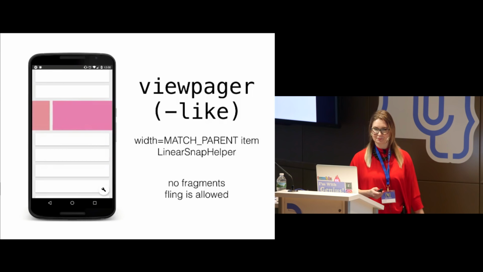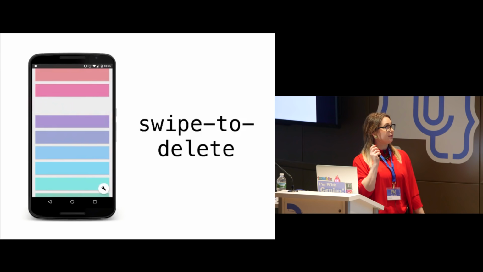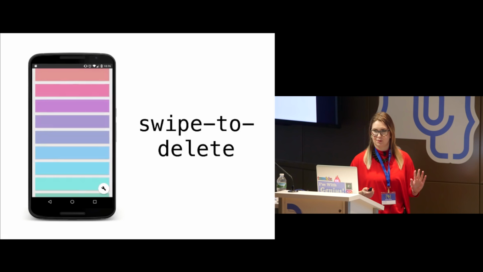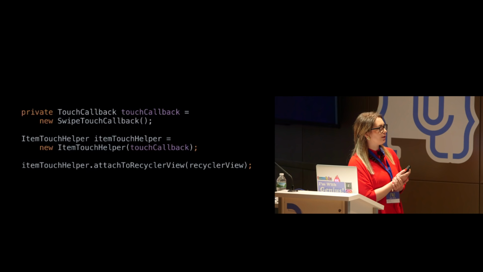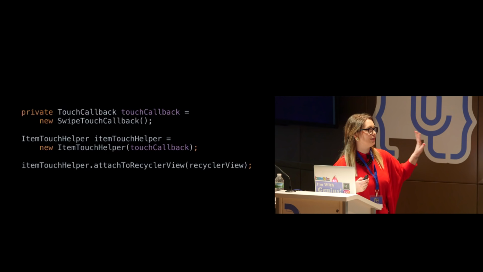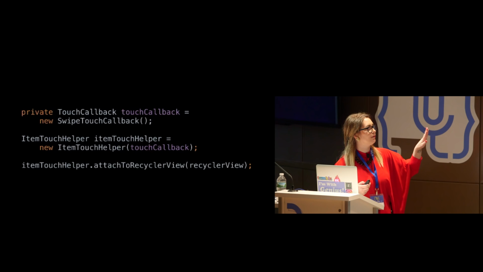And the final one here that I'll talk about is swipe to delete and also drag and drop, very similar. So for swipe to delete, you can implement this callback for an ItemTouchHelper. This structure is a little weird, and I have to look it up every time because I don't remember. You make an ItemTouchHelper. This is a class given to you, and that calls your custom callback. Then you call ItemTouchHelper attachToRecyclerView.